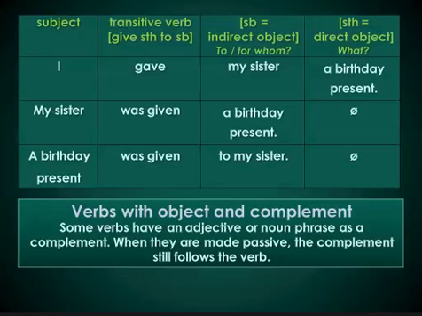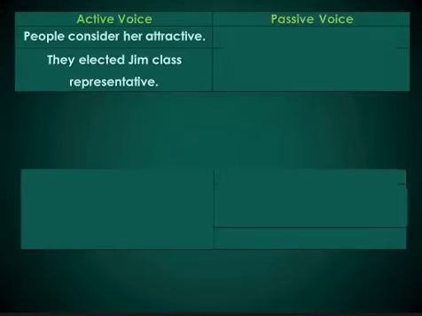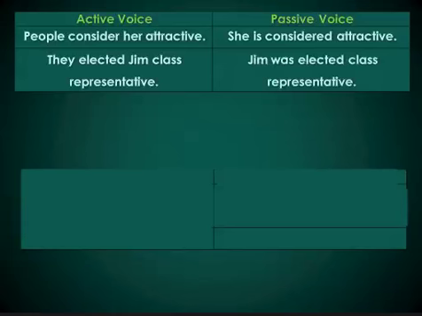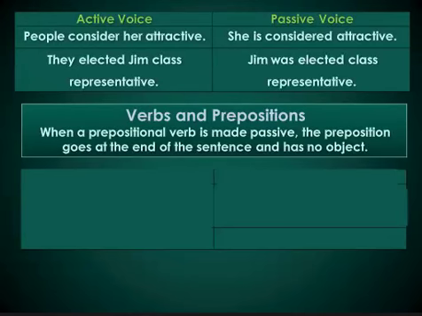Verbs that take an object and a complement. Some verbs have an adjective or a noun phrase as a complement. When they are made passive, the complement still follows the verb. Observe. People consider her attractive. She is considered attractive. They elected Jim class representative. Jim was elected class representative.